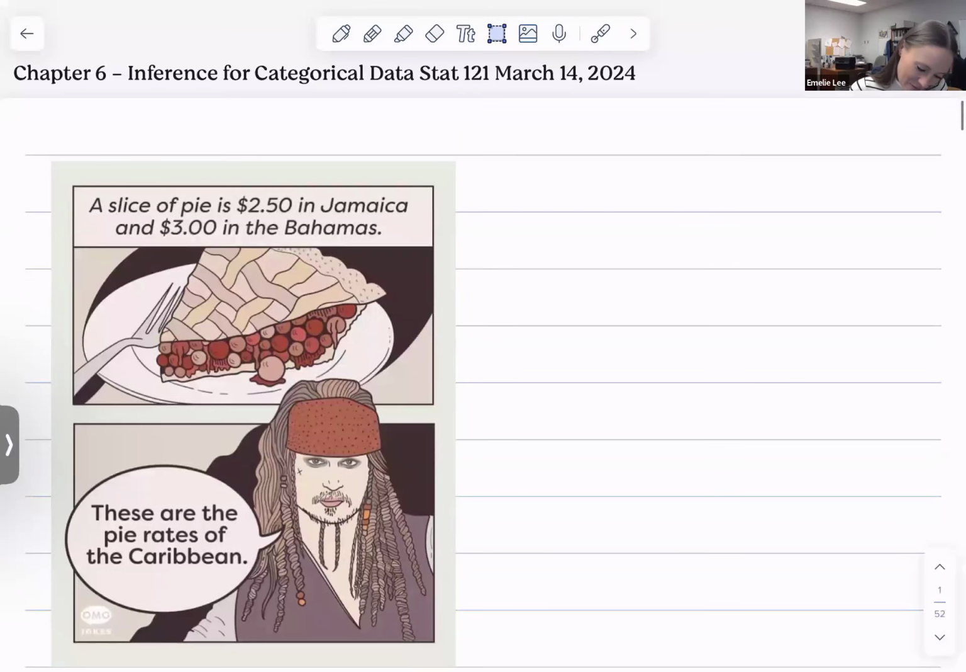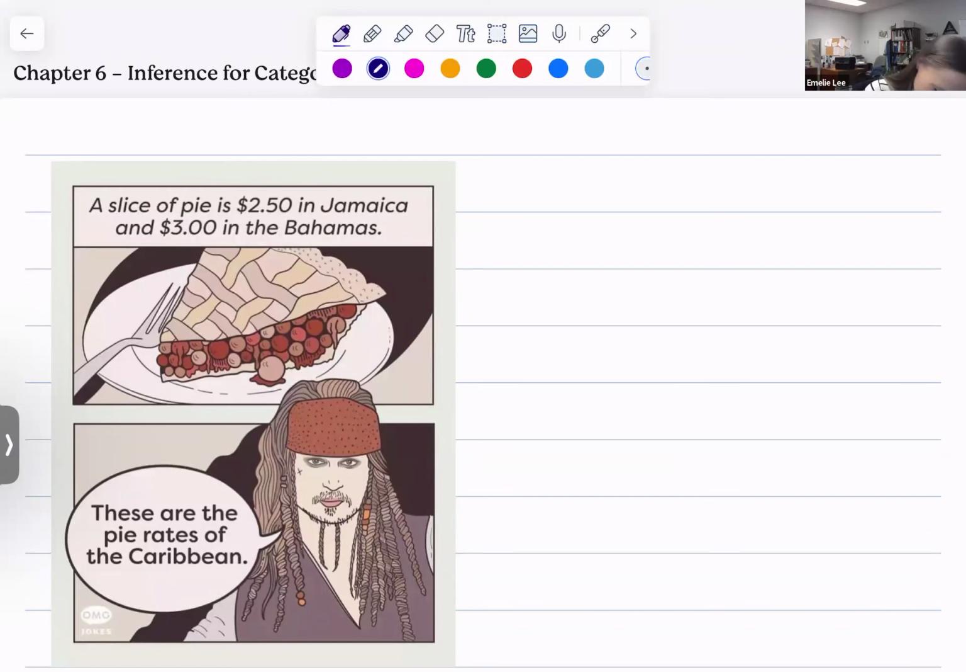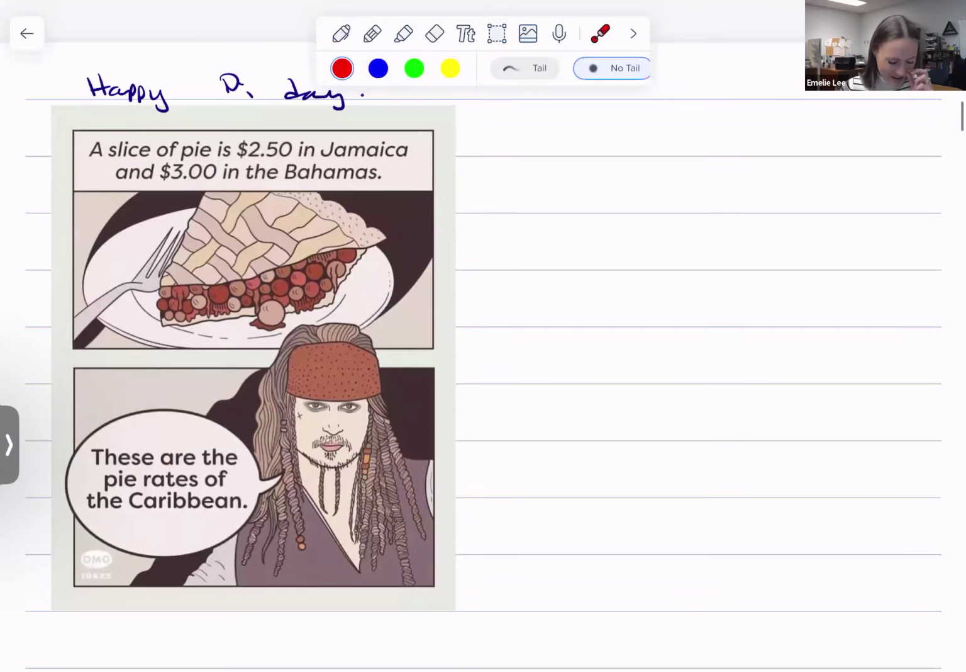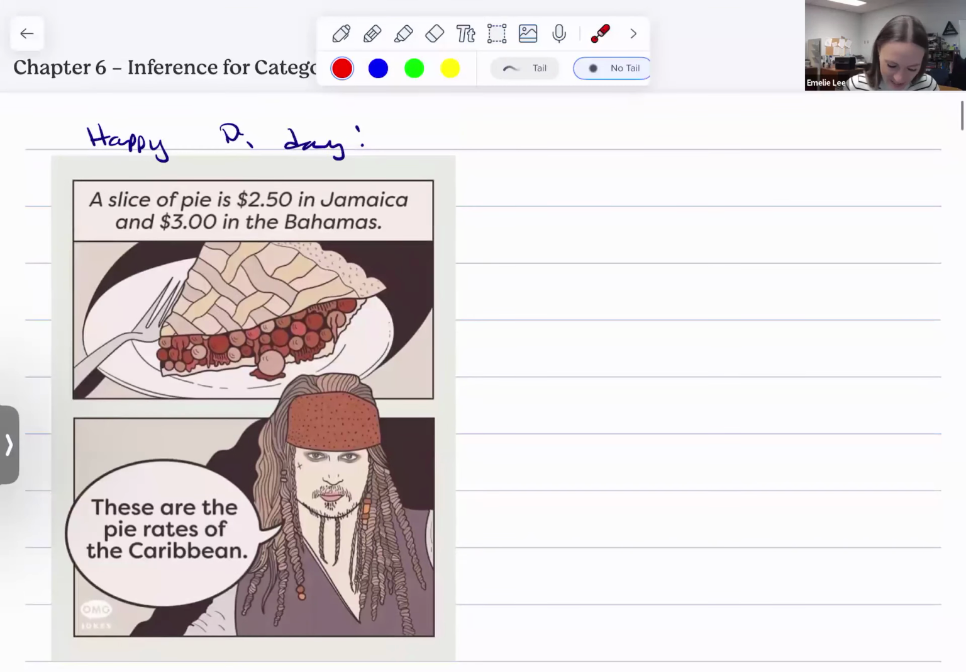3.14, 1519, I think. We'll start there. Happy Pi Day. It's not really a pie day, but it's a pie joke. A slice of pie is $2.50 in Jamaica and $3 in the Bahamas. These are the pirates of the Caribbean. All right, so enjoy that it's Pi Day, maybe have some pie or something else circular to pi r.